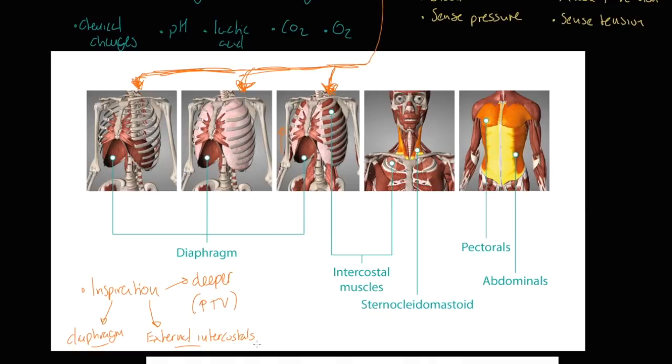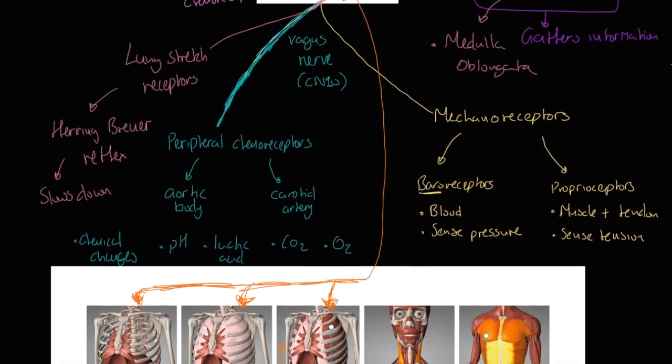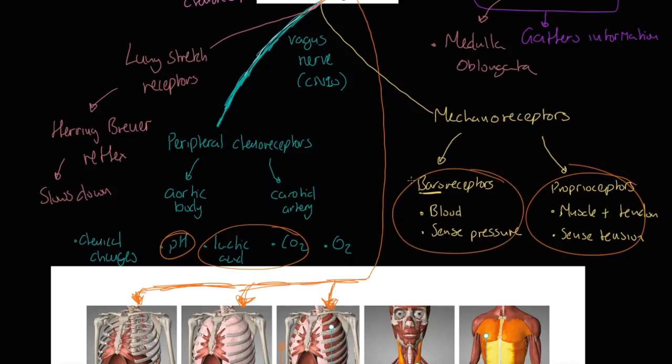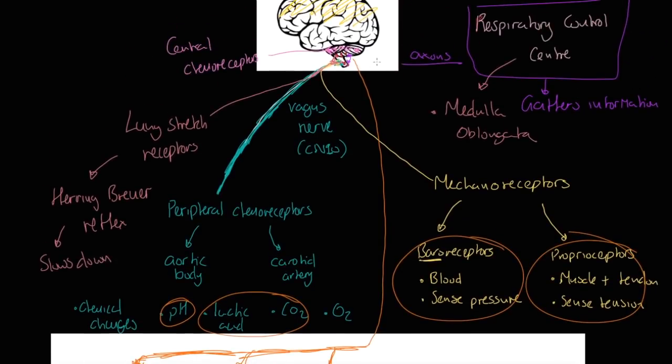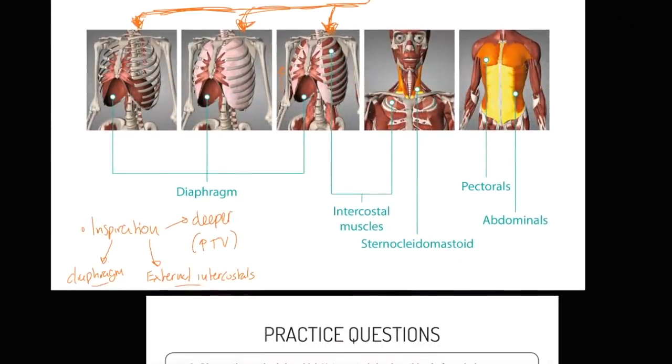You begin to breathe in more deeply, but eventually we begin to breathe faster. And it's interesting to think about how that might work. So let's say that we get a really dramatic change in pH, it really falls, CO2 and lactic acid levels are really high, we've got lots of tension in the muscle, we've got a big pressure change and blood pressure has increased. We've got this information going up to the respiratory control center. Well, now the respiratory control center is going to further stimulate what we call accessory muscles.